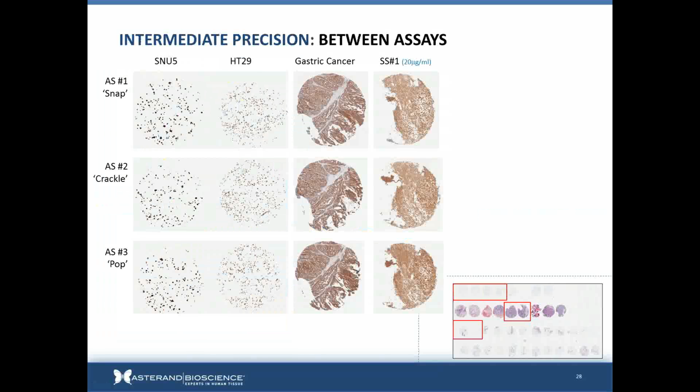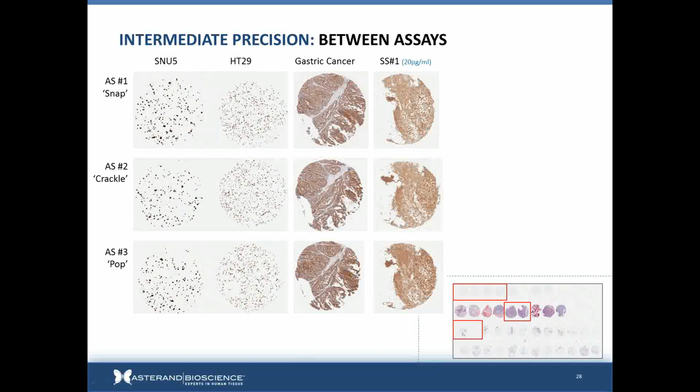To assess intermediate precision, we used sections for the validation assay and D1C2 under optimum conditions and ran 9 replicate assays using 3 different DACO autostainers, which for reasons of scientific rigor we refer to as snap, crackle and pop. And as expected, variation in the assays was low for all samples assessed. The scans show 2 cell lines, SNU5 and HT29, 1 representative cancer core, and the spiked tissue homogenate at the highest concentration of the recombinant MET. And you can see there's no discernible difference really between the assays run on each of the 3 autostainers we have.